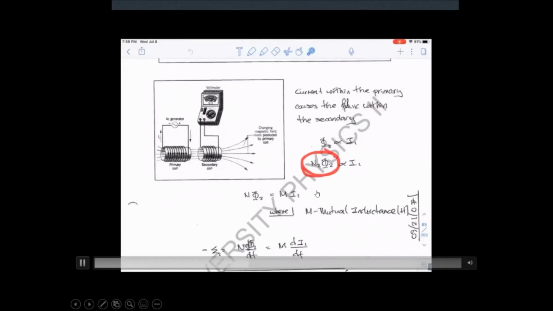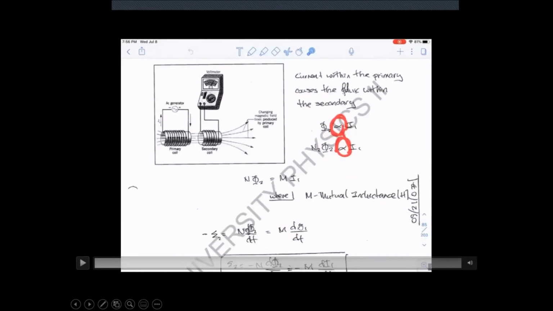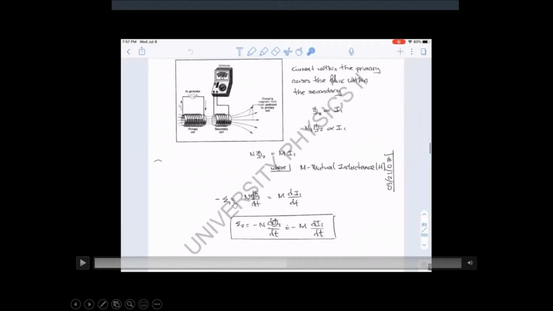All right, so this is the basic setup. So what are we doing? We're varying the current within the primary. This variation of the current is going to change the flux within the secondary through each and every single turn. And only a certain portion of the current is going to cause a change in flux within the secondary. The change in flux within the secondary is going to cause an electromotive force within the secondary. So this electromotive force is going to be responsible for the current in the secondary. That's it. So this is a re-expression of Faraday's law.